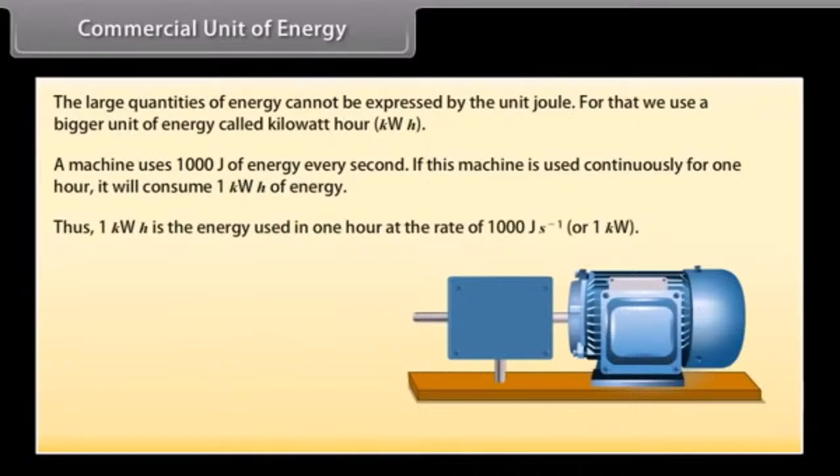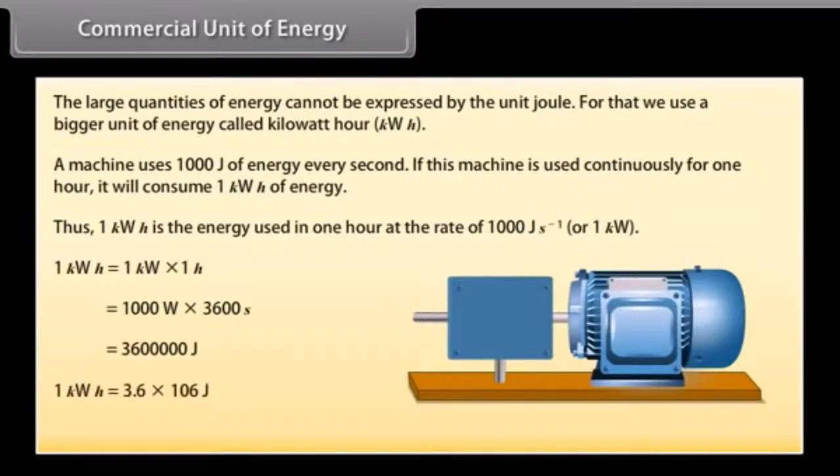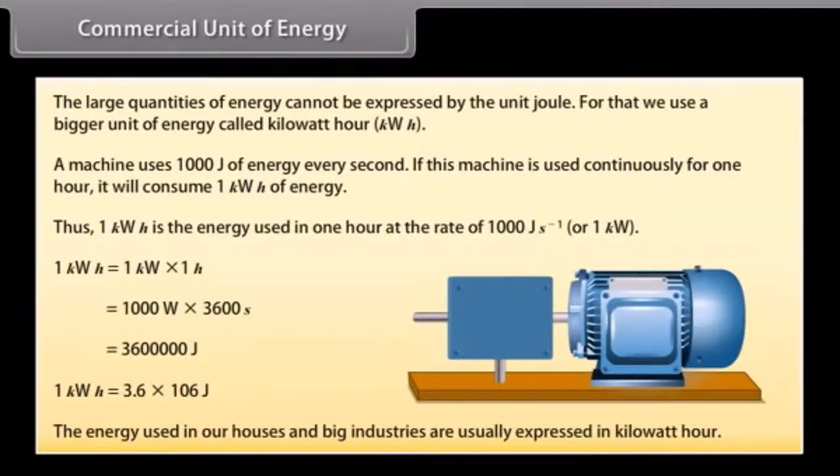Thus, 1 kilowatt hour is the energy used in 1 hour at the rate of 1000 joule per second, or 1 kilowatt. So, 1 kilowatt hour is equal to 1 kilowatt into 1 hour, which is equal to 1000 watt into 3600 s, which is equal to 36 lakh joule. 1 kilowatt hour is equal to 3.6 into 10^6 joule. The energy used in our houses and big industries is usually expressed in kilowatt hour.